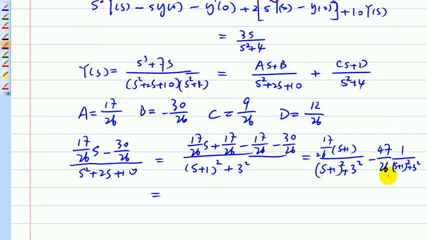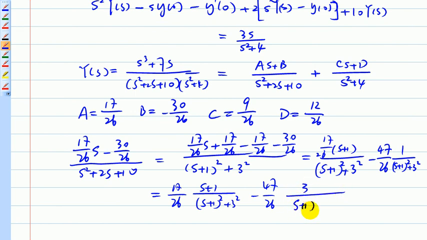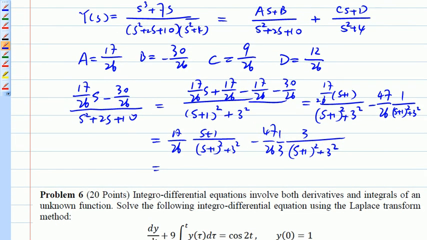But only part of this term here, right? What you have in the Laplace transformation table is a little bit different, so we have to do one more little manipulation. For the 47 over 26, I need to change the 1 to 3. If I change this 1 to 3, I have to multiply by 1 over 3. So now you're ready to take the inverse Laplace transform.